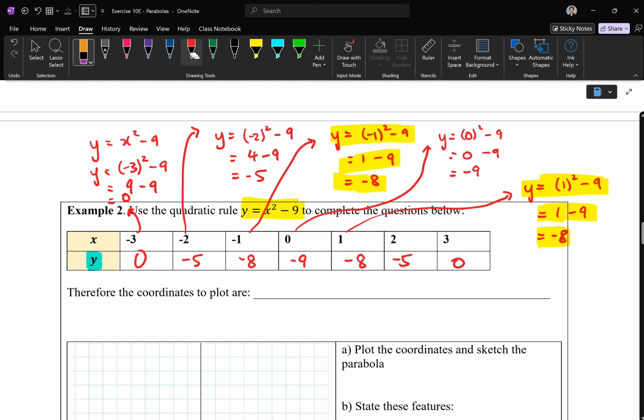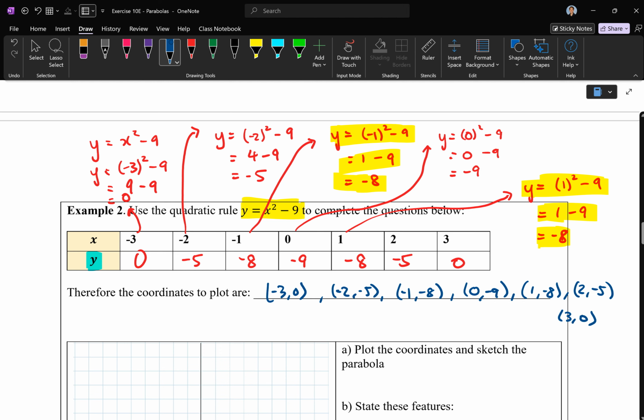So if you put out the coordinates, write this down: negative 3, 0. That's the first coordinate, negative 3 and then 0. Next one is, if x was negative 2, y was negative 5. Next one, when it's negative 1, it's negative 8. When it's 0, it's negative 9. When it's 1, it's negative 8. And last two, negative 5, and your last coordinate is 3, 0.